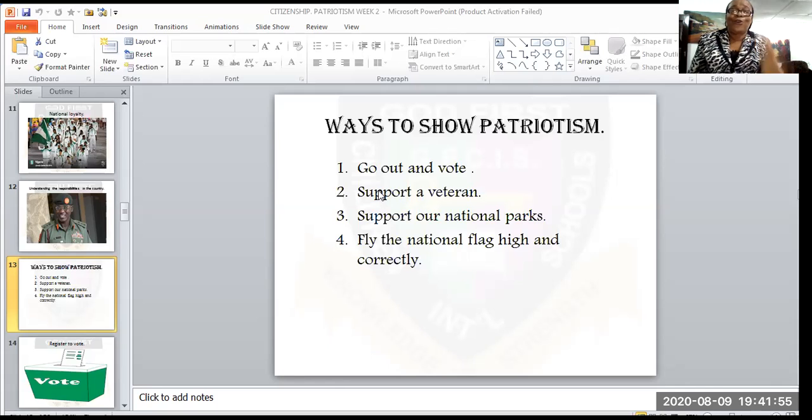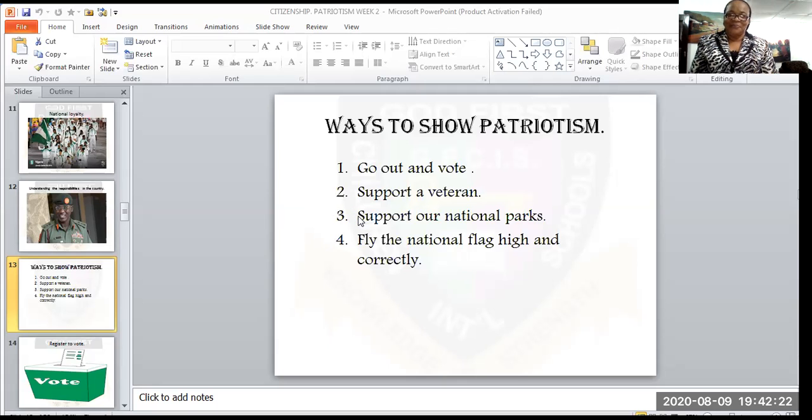Don't just say thank you. No, that's not good enough. Stretch your hand of favor to them, your hand of mercy to them. That's how to support a veteran. Why? Because they have done so much for this country. Look for one, identify one, and bless them.